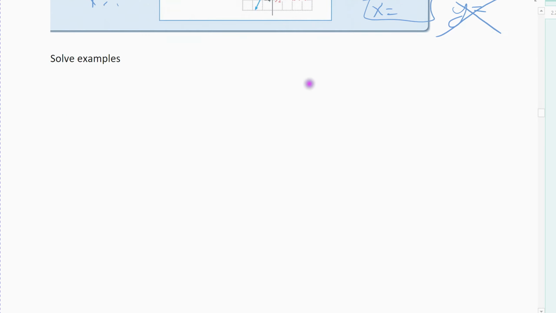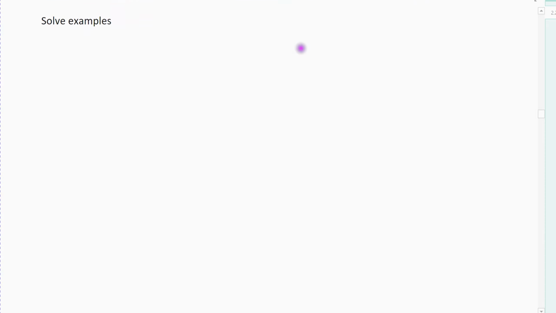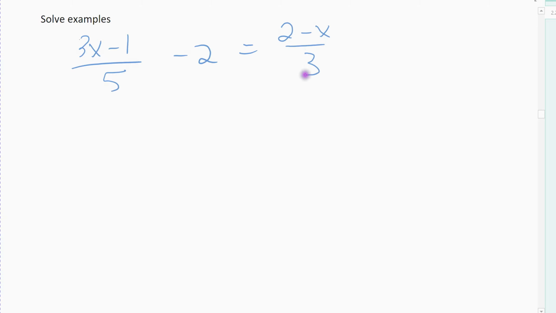All right, so we're going to do an example. I'm actually going to do an example where we solved it algebraically last time. Do you remember the complex equation where we had fractions, where we were solving (3x minus 1) over 5 minus 2 equaled (2 minus x) over 3? We got the solution. It was exactly 43 over 14. We did that on the last one.